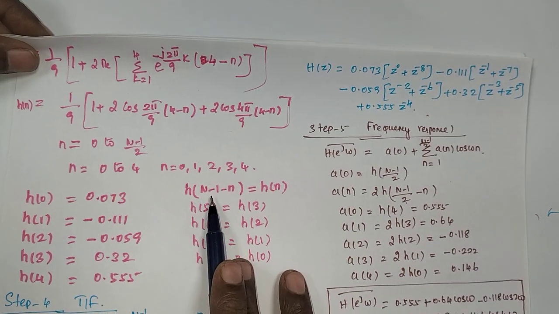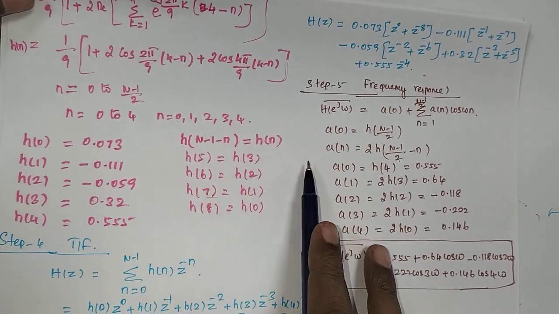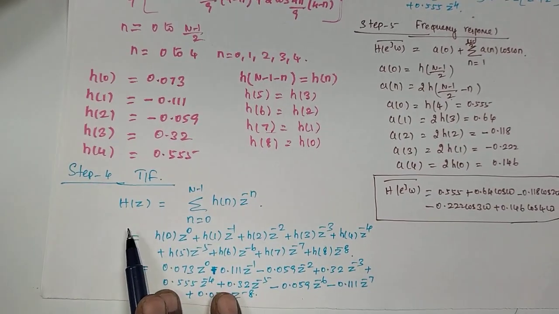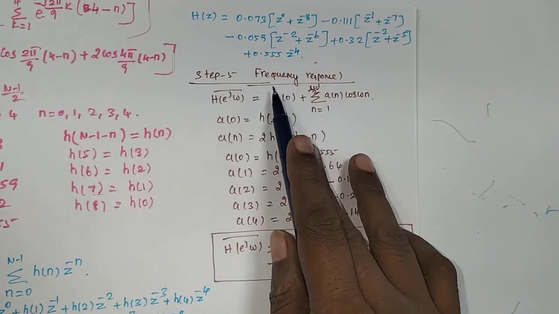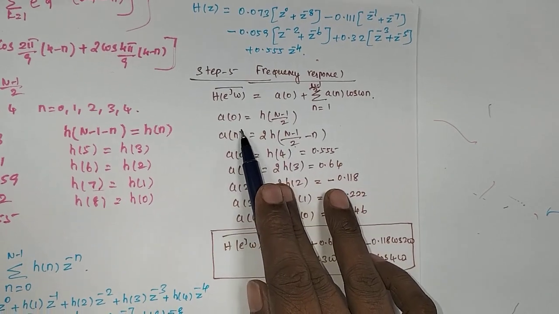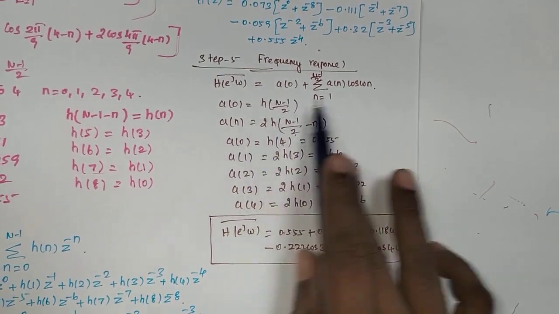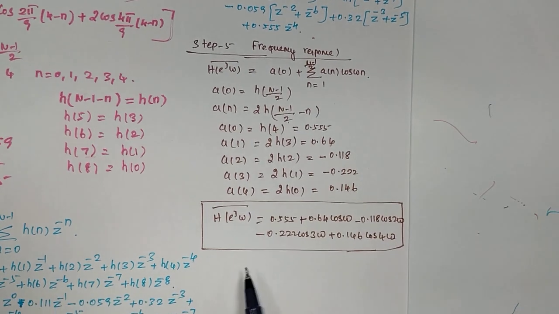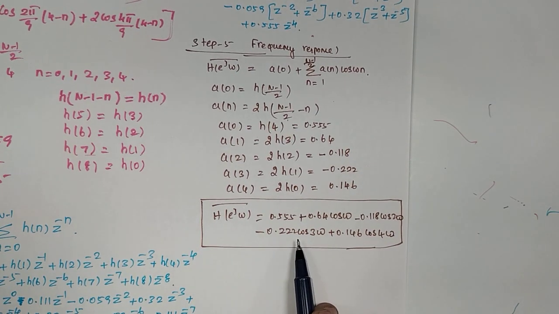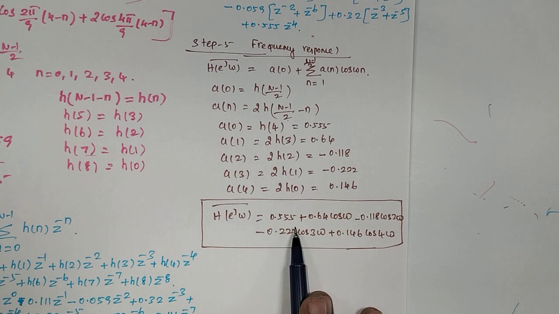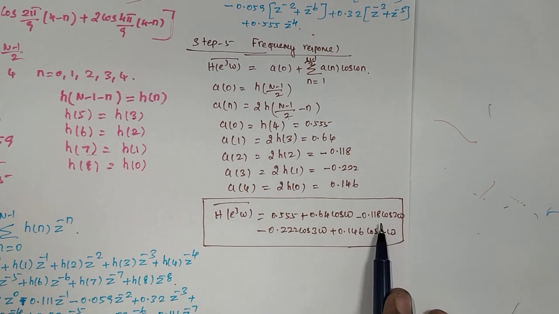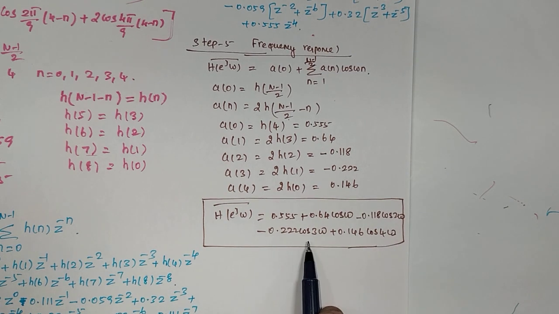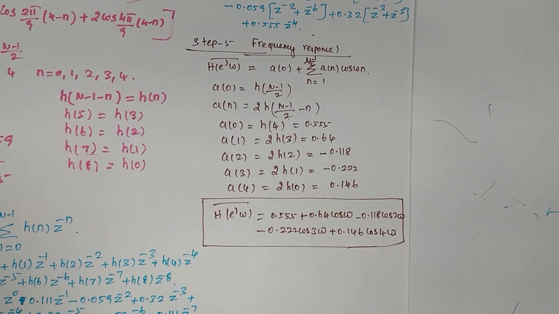And then by symmetrical property, h of n minus 1 minus n is equal to h of n, and then the transfer function h of n into z power minus n, and then frequency response a of 0 is equal to h of n minus 1 by 2. So after this, the frequency response is 0.55 plus 0.64 into cos omega minus 0.118 into cos 2 omega minus 0.222 into cos 3 omega plus 0.146 into cos 4 omega.